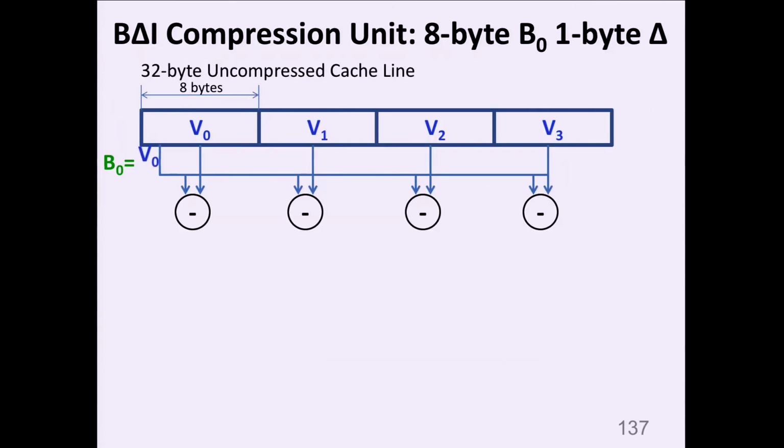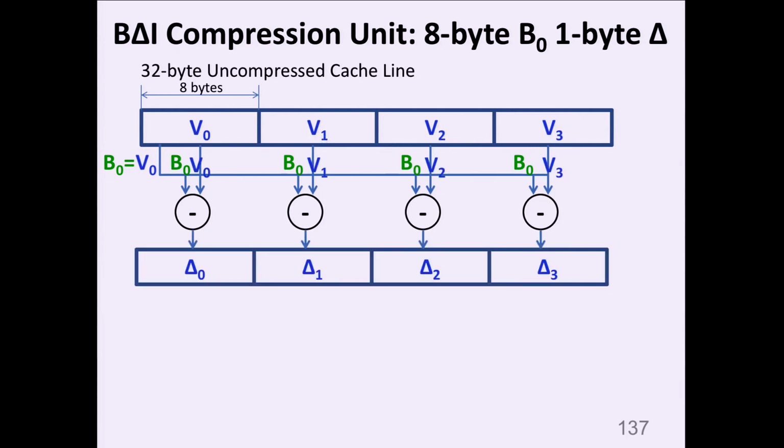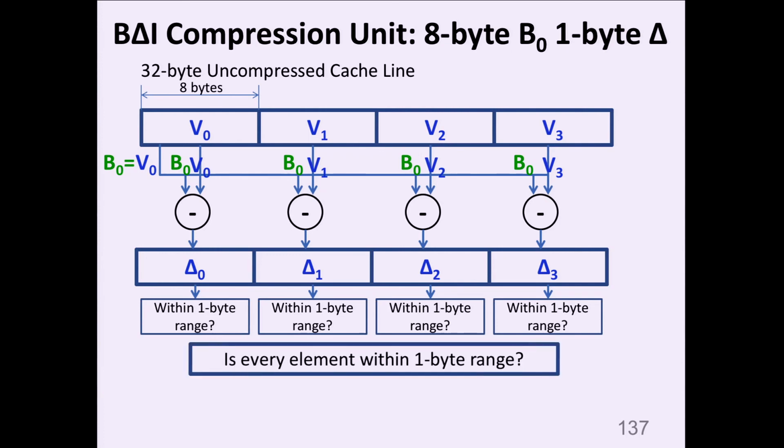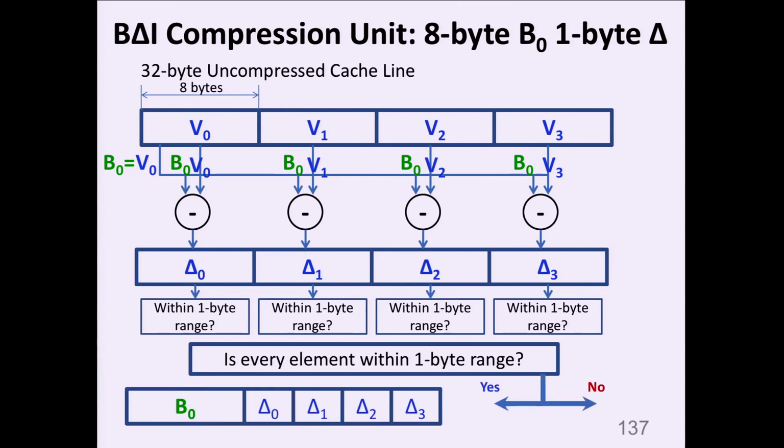OK, so this is one example of the compression unit. You can read the paper and look at the animation. But basically, it's also vectorized. It's also vectorizable. But you need to add comparators, whether things are within the 1-byte range, right? You need to detect, for example, overflow in the subtraction. If every element is within the 1-byte range, then this compressor says, oh, I can compress it. Right? Otherwise, I cannot compress it.